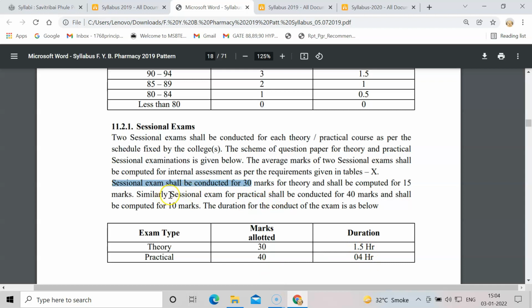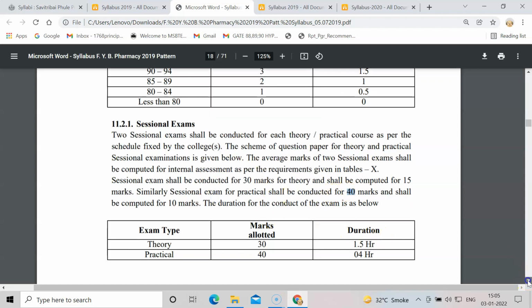Similarly, practical sessional will be conducted for 40 marks, and that 40 will be computed to 10 marks. As you have seen, there was 50 marks practical: 35 for end semester examination, 10 for sessional practical examination, and 5 for continuous mode, which I have shown you. Now this 40 will be computed to 10 marks.